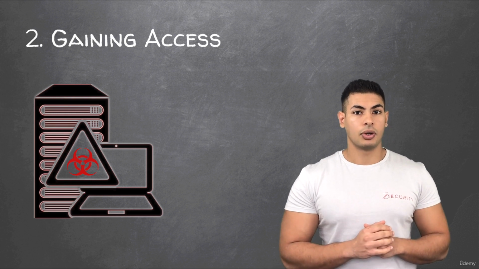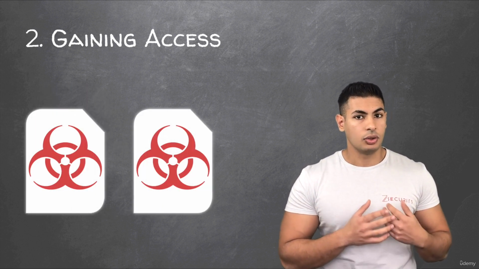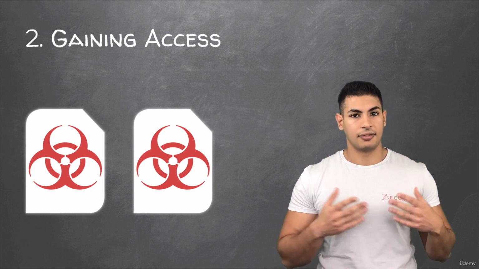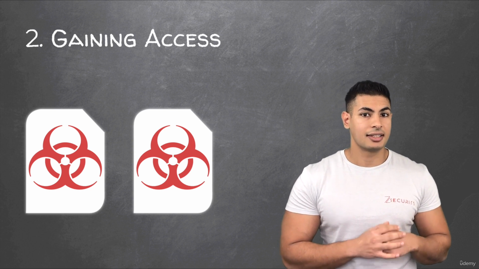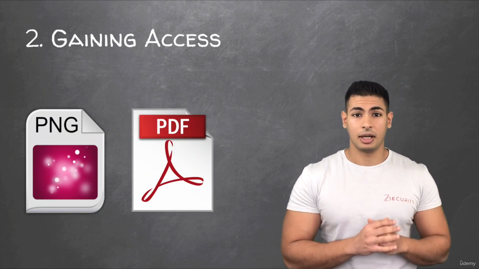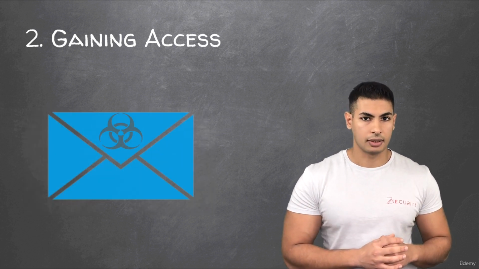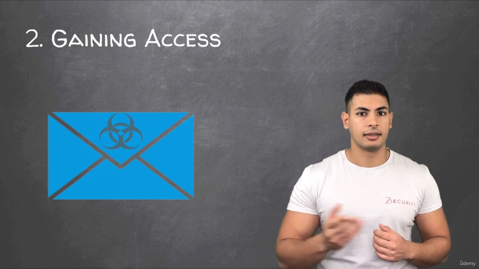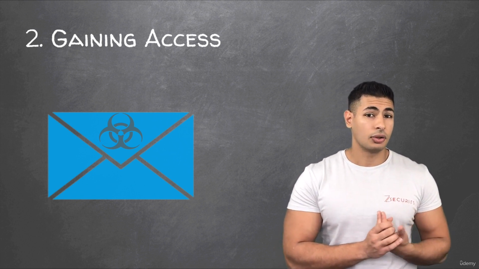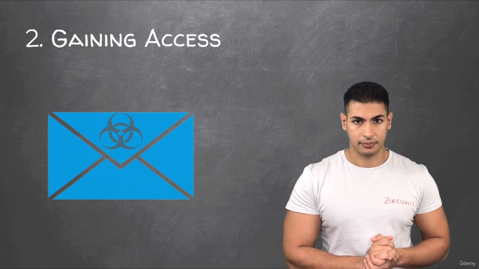Not only that, but you'll also learn how to generate undetectable backdoors and use social engineering to deliver them to your target as a fake update or as a PDF or an image or any other file that they may be interested in. You'll also learn how to spoof emails, so when they're delivered to your target, they appear as if they're sent from a friend, from their boss, or from any address that they're likely to interact with.